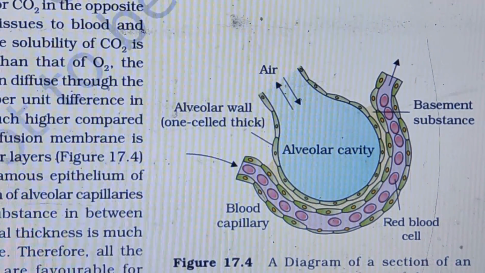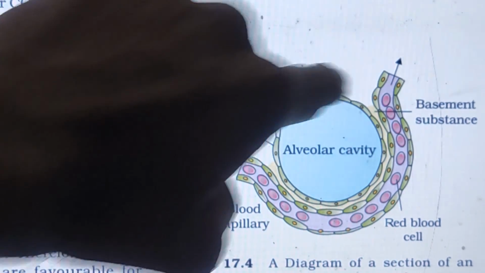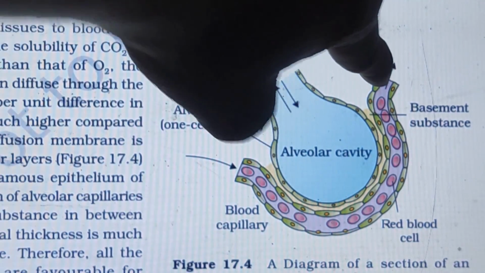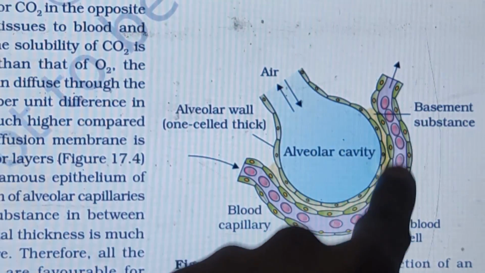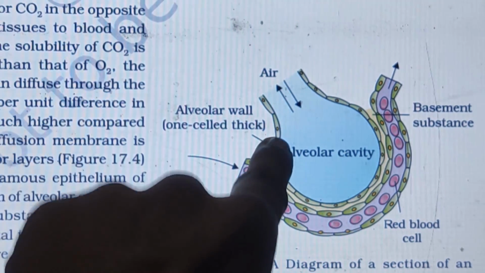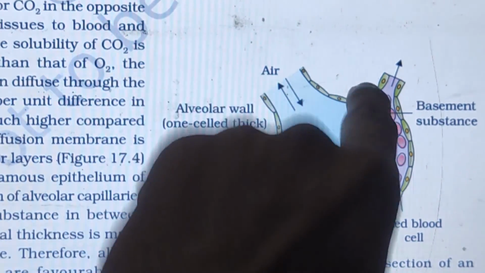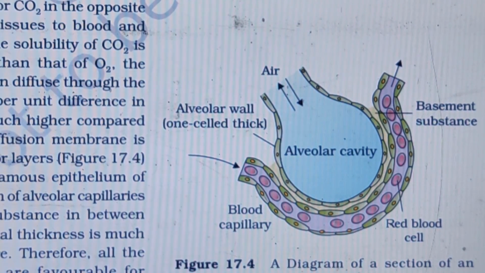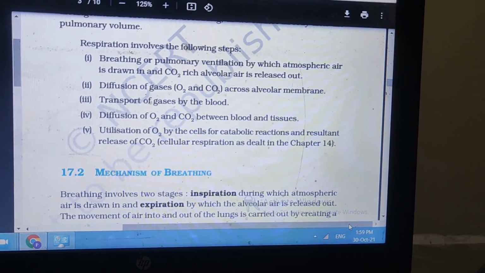If you see the diagram clearly, this is the alveolar wall, and the middle is the basement membrane. And the last one, this one, is the endothelium of the blood capillary, and this is the squamous epithelium of the alveoli. The squamous epithelium, the basement membrane, and the endothelium of the blood capillary: these three together form the diffusion membrane. Because of this, the gases diffuse from alveoli to the blood. So till now, the first step is completed, the second step is completed.